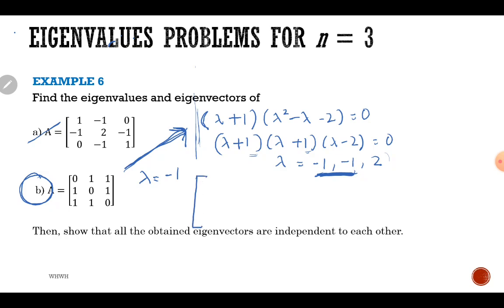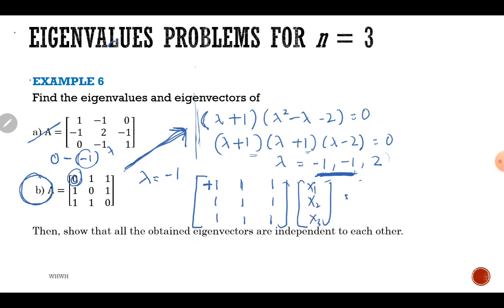So when we find lambda equals negative 1, we substitute lambda with negative 1. Lambda minus 1, so we're going to have plus 1. Sorry, lambda minus 1. Zero minus 1. Since lambda equals negative 1, minus 1 becomes 1, 1, 1. And this one also 1, 1, 1. This one also 1, 1, 1. Multiplied by x1, x2, x3, then it will become 0, 0, 0. So here we get x1 plus x2 plus x3 equals zero.